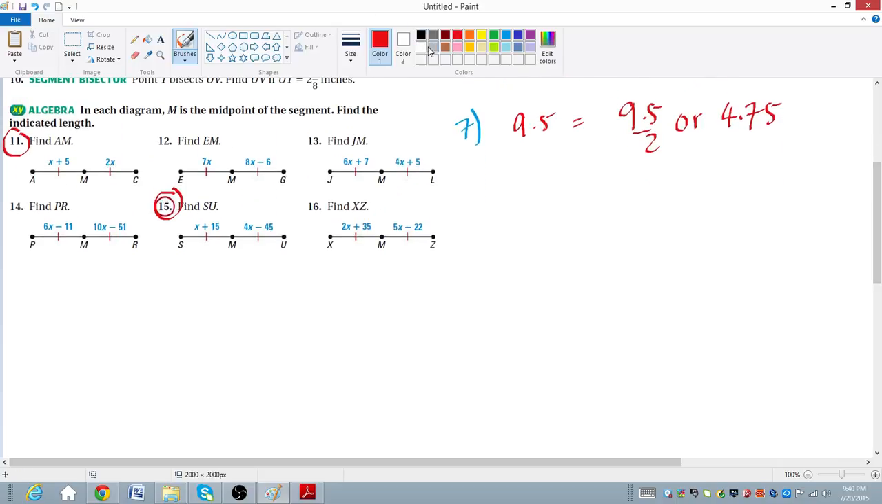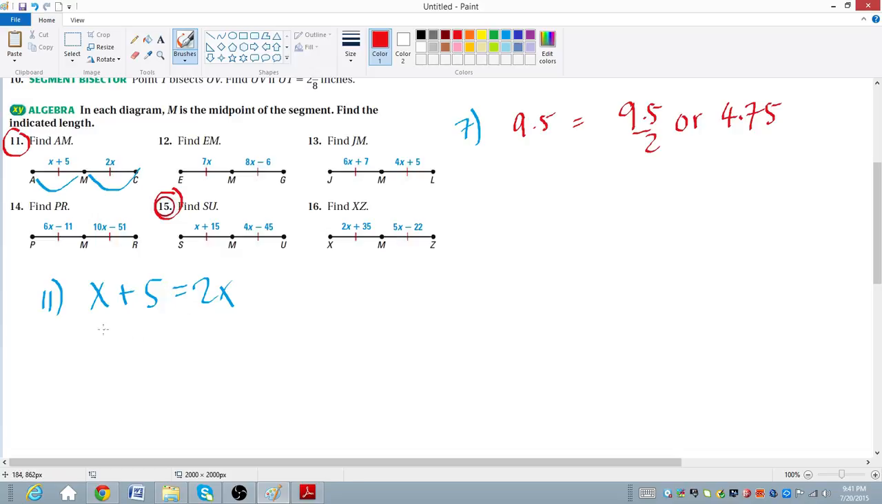Number 11 now. For number 11, if you read this, M is the midpoint of the segment. Find the indicated length. M is the midpoint, so that means this length right here and this length are equal. So I have x plus 5 is equal to 2x. Now all you need to do is solve for x.